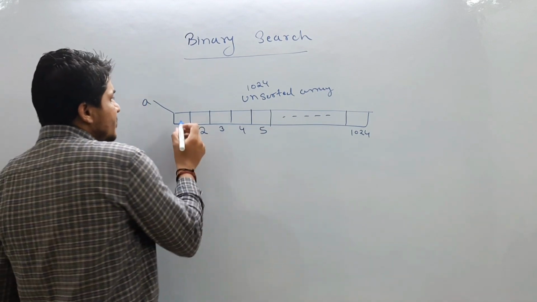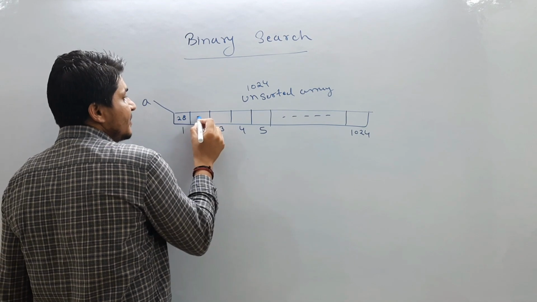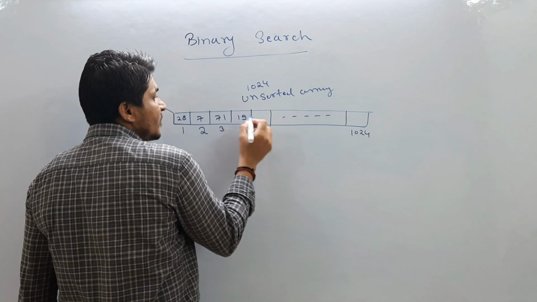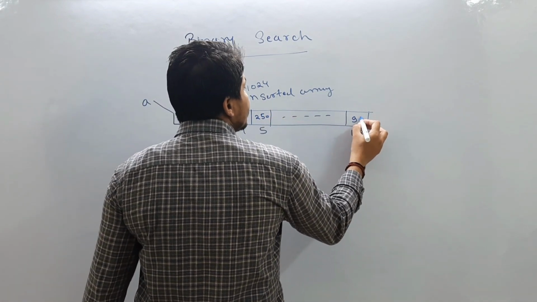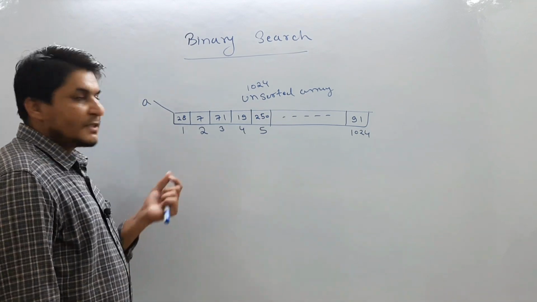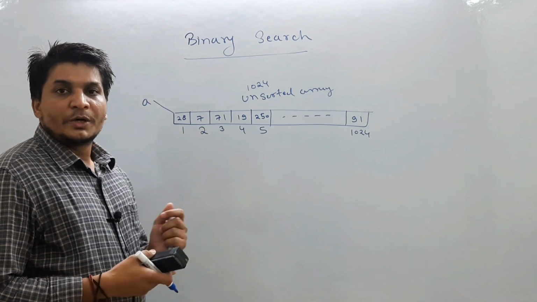1024 total elements are available in this array. So let us store some random values. Let's say I'm storing 28, then 7, let's say this is 71, this is 19, this is 250, and let us assume this is 91. So I have stored some random values. I want to apply linear search and search for one value in this unsorted array. So what is the procedure?